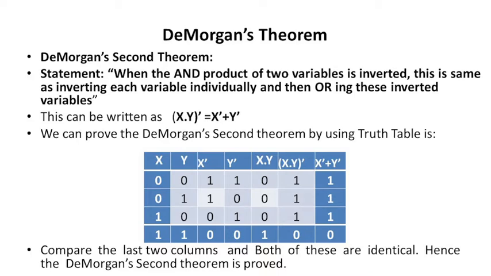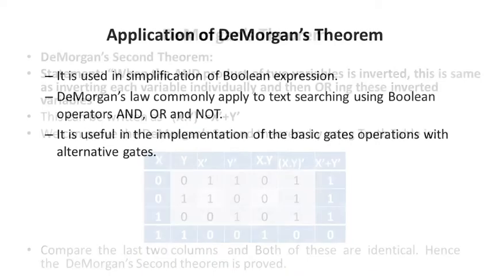So the same thing we have to take, but here we take (x dot y) whole bar and x bar plus y bar. So you can see the last two columns, 1110. Compare the last two columns, which are the LHS and the RHS of the theorem. Both are identical. Hence we can say that De Morgan's second theorem is proved.